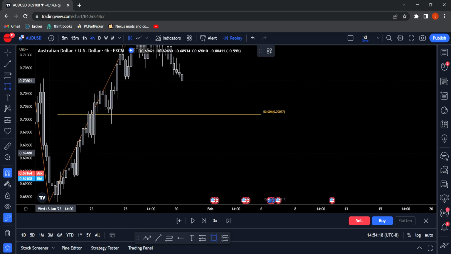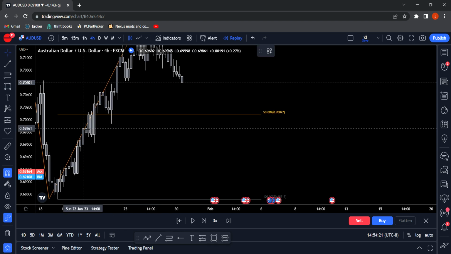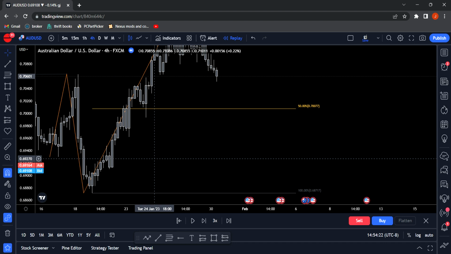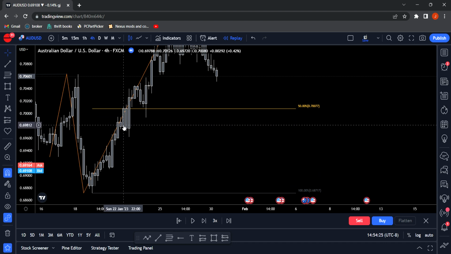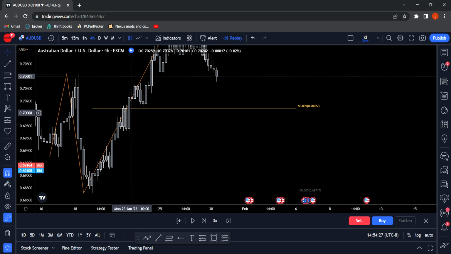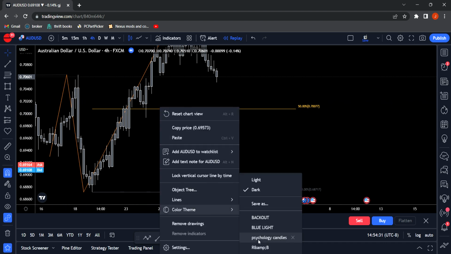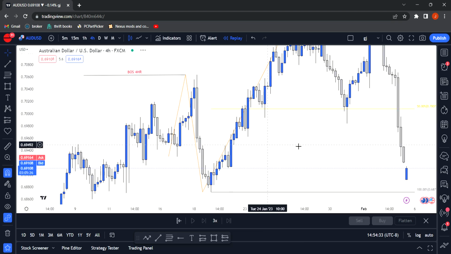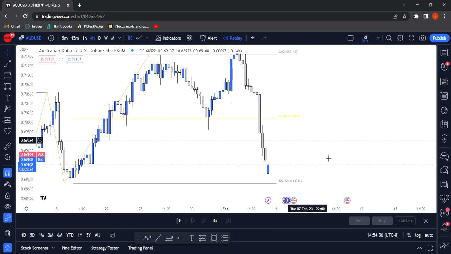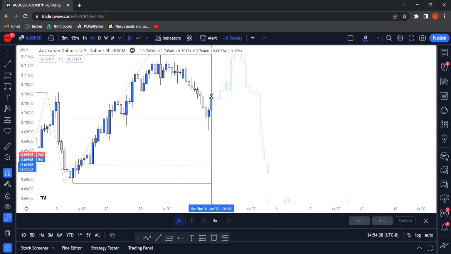For this trade in particular, I use this last sell candle that was under the 50% mark. Let me change the color so you can see it clearly. All right, and let me go back to the bar replay.